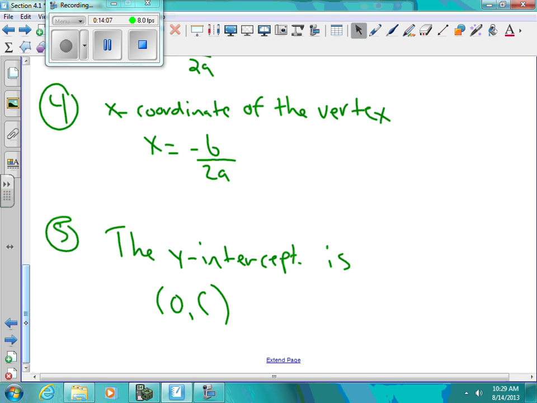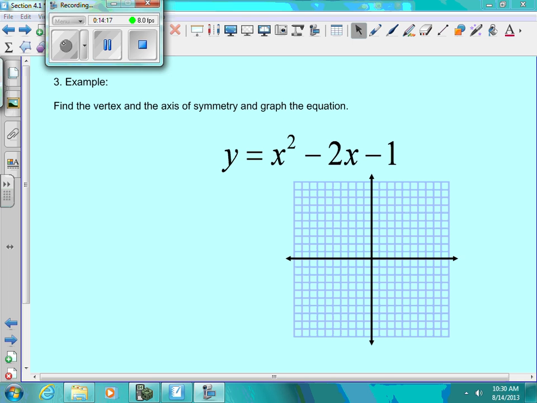So tomorrow, if you don't have a graphing calculator at home, you can't practice this at home. You hopefully have taken the notes and are paying attention and get going with some hands-on practice tomorrow.